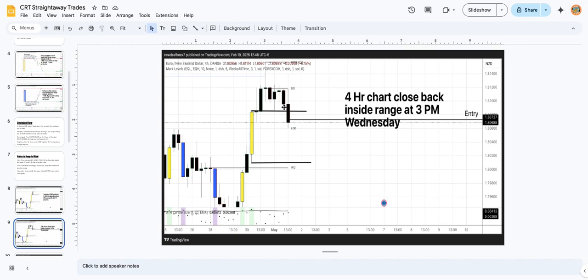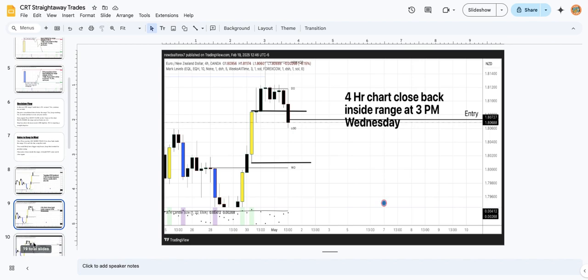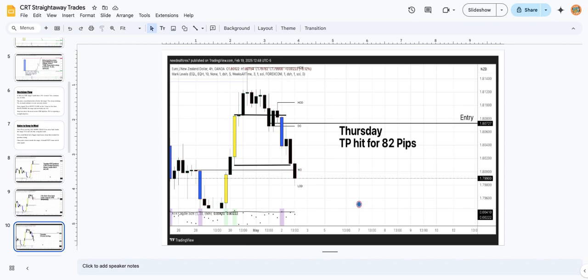Once price closes back inside of it, let's take a look at the result. Boom. Thursday, we hit for 82 pips, done deal. It did retrace a little bit. All right. So if it does come back outside of the range, here's how to handle that.